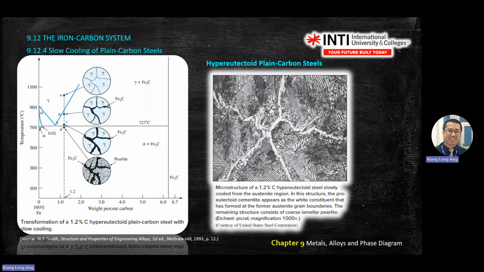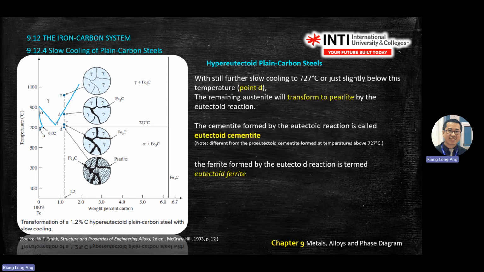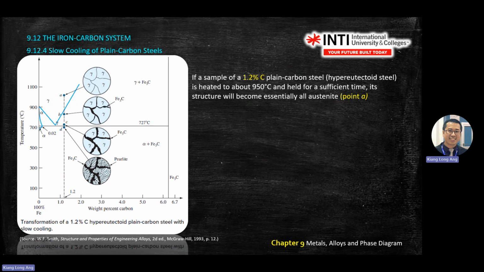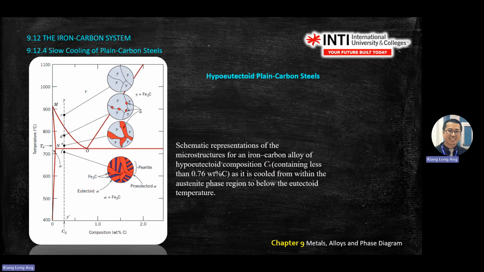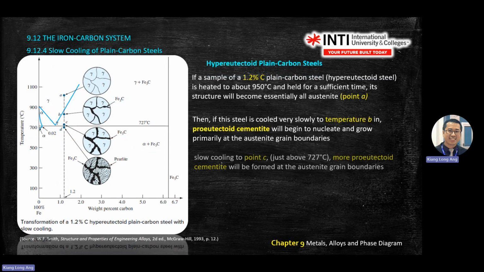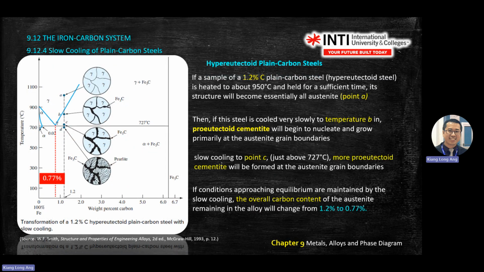Okay, so this one is hyper. Again, you see the line, when it is on the right hand side, it becomes hyper. Just now is hypo. The previous one on the left is hypo. But still the same. You just follow the line and then you try to draw what it will form, still pearlite. Okay, so you only need to identify where is hypo, where is hyper. So this is hyper, on the right hand side.